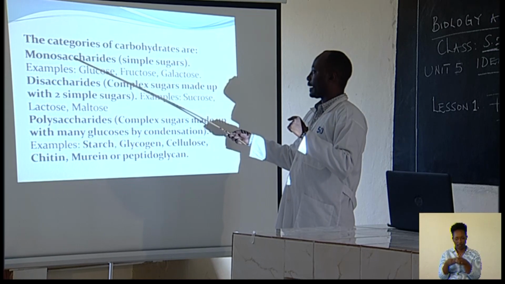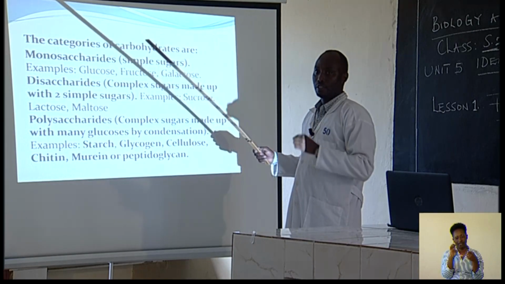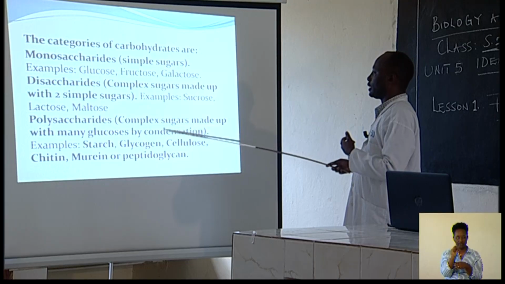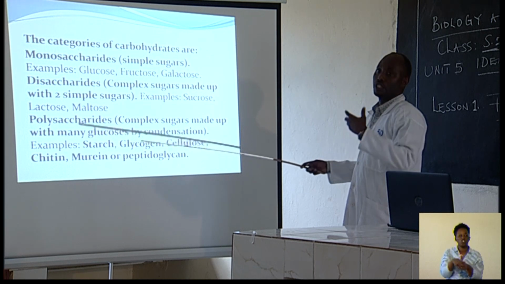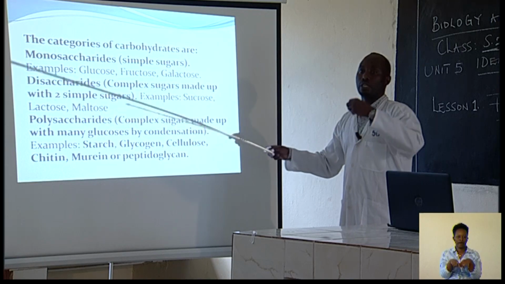We have monosaccharides. Monosaccharides are simple sugars. Disaccharides are complex sugars, and they are made up of 2 molecules of simple sugars. We have polysaccharides, and polysaccharides are also complex sugars, and they are made of glucose by the condensation process.